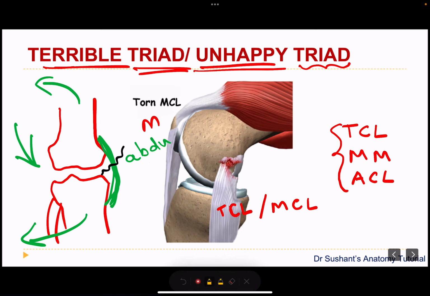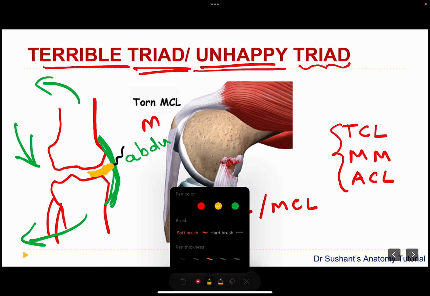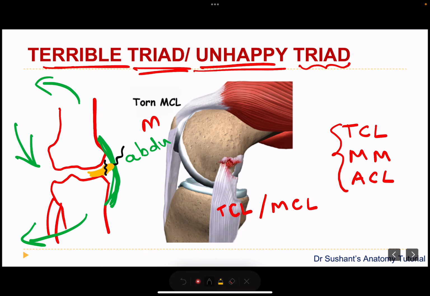attachment with that of the medial meniscus. They are attached to each other. So when there is a rupture of the tibial collateral ligament, that results in the rupture of the medial meniscus also. So tibial collateral ligament tear is often associated with the tear of the medial meniscus.